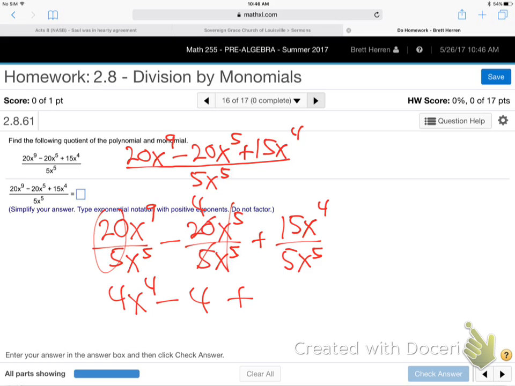Plus 5 into 15, 3. Now, what happens with the x's? x to the 1, or just regular x on the bottom, because the bigger power, the 5, was on the bottom. And we can't let that bar go all the way across. It's just right there.